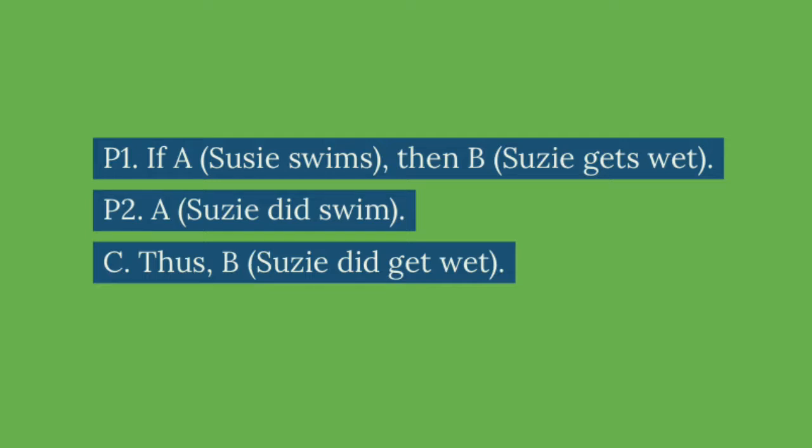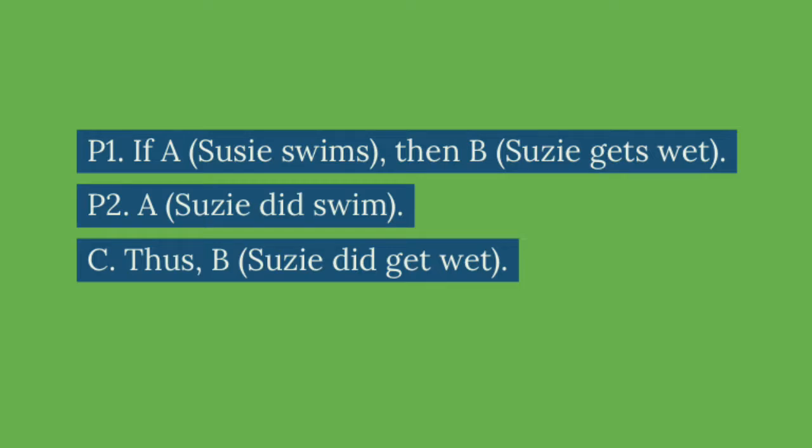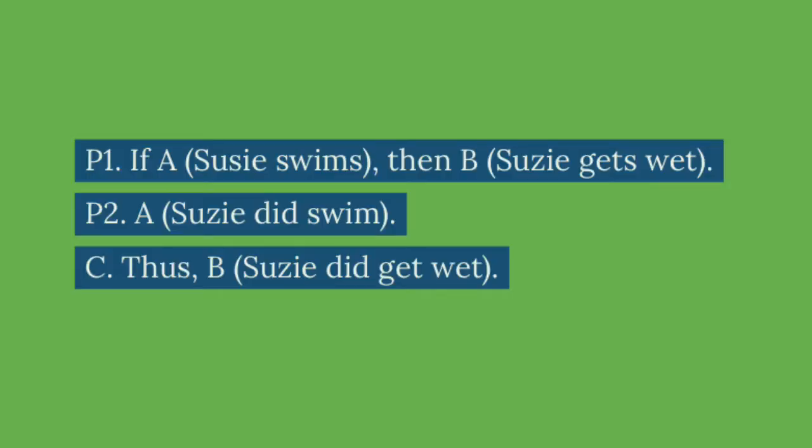Let's go into an example. If A is that Susie is swimming and B is that Susie is wet, then the form of the argument will go this way. Premise 1. If Susie swims, then Susie will be wet. Premise 2. Susie swam. Conclusion. Thus, Susie is wet. Notice how, in the event that Susie swims, Susie will always be wet from it. Therefore, premise 2 saying that she is swimming guarantees the conclusion that Susie is wet.